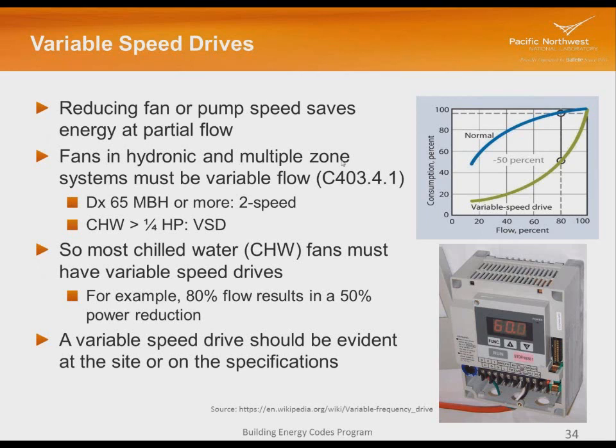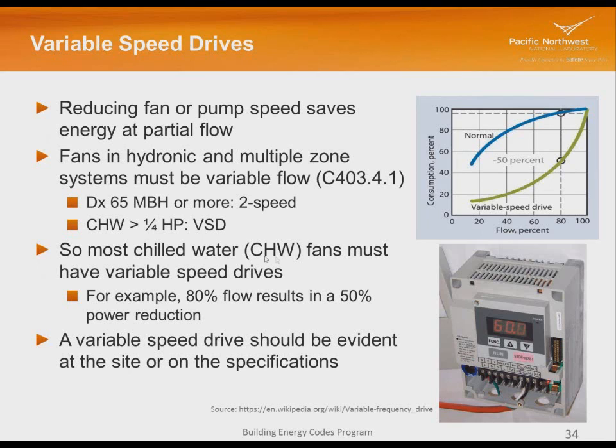So fans in hydronic and multiple zone systems must be variable flow, okay? Pretty much. If it's a direct expansion system above 65,000 BTUs per hour, I need at least a 2-speed fan on a DX unit. If it's a chilled water system, a chilled water coil, anything above 1/4 horsepower, I need either a variable speed drive or a variable speed motor. So under 1 horsepower, I might have an electronically commutated motor, an ECM, that has speed control built into it. Above that, I'm going to need a variable speed drive. This is what a variable speed drive looks like.